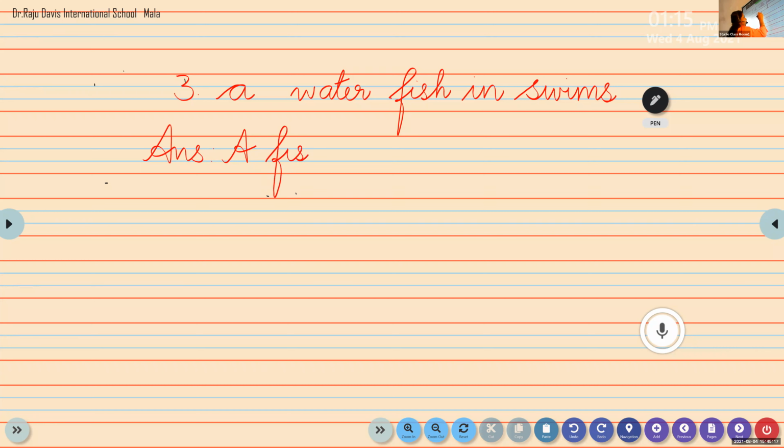The sentence is about the fish. And what does the fish do here? What is the action being done by the fish? Yes, swims. Very good. The fish swims in water. The fish swims in water. At the end of the sentence, what should we do? Full stop. Very good. All of you, please open your workbook and write it.